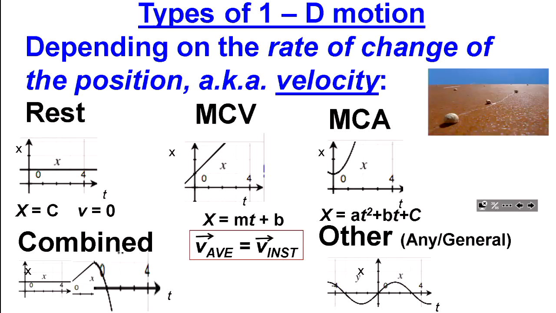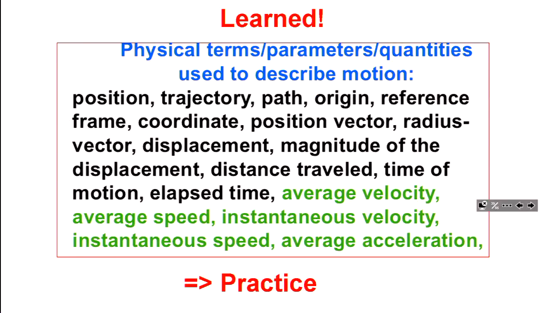So this is what we've learned. We have several types of motion. Well, first of all, nothing is moving, rest. The position graph is a horizontal line. Motion with constant velocity, the position graph is a straight line. Motion with constant acceleration, the position graph is a parabola. And we can use many combinations of those. So we've learned everything. Of course, now we just need to practice.